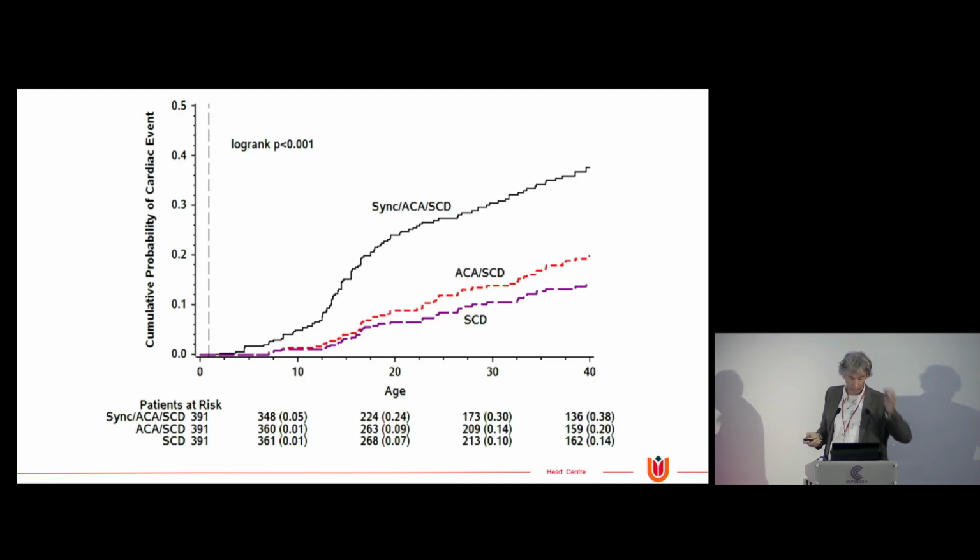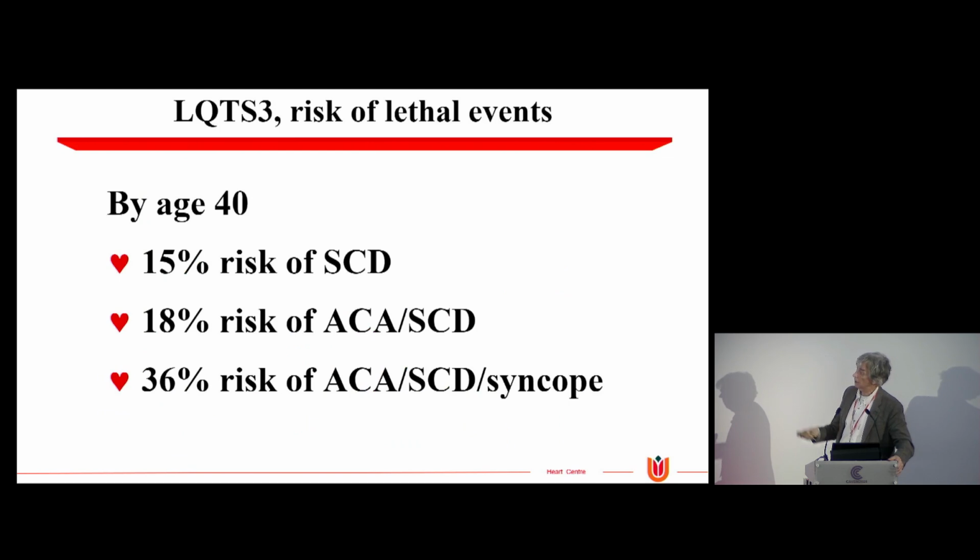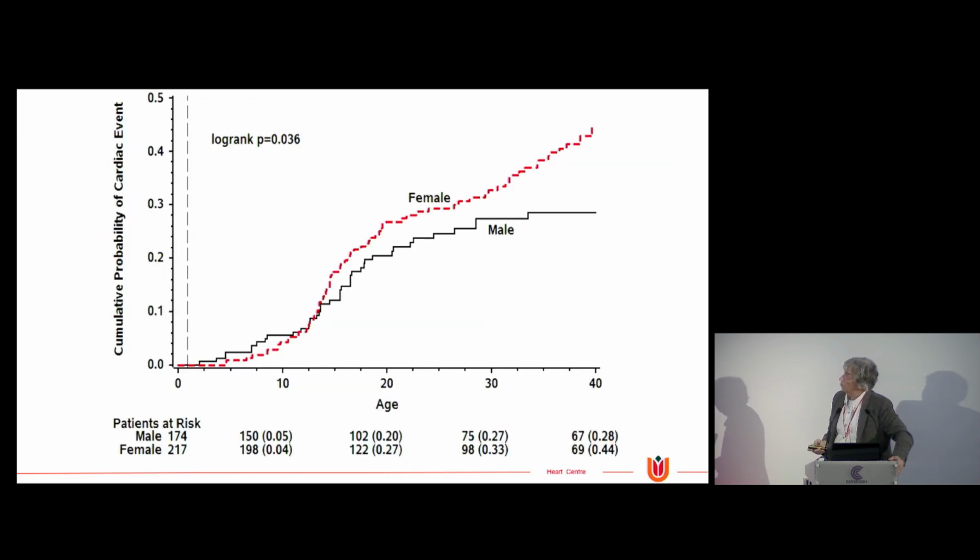This is the event rate in this group of patients. The lower two are sudden cardiac death and aborted cardiac arrest and sudden death, that is in red. And if you add syncope, you see that about 40% of patients in the end, by the age of 40, do become symptomatic. The risk of sudden death is also significant. It's 15%, or 80% if you add aborted cardiac arrest. Females seem to be at a little higher risk than males, particularly at later ages.